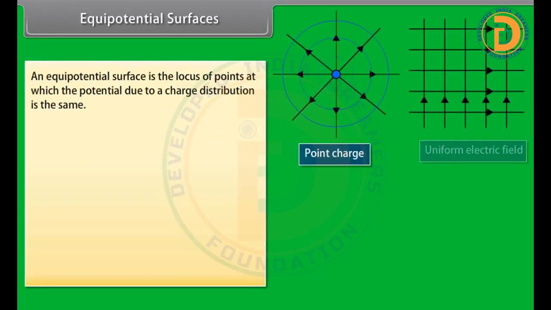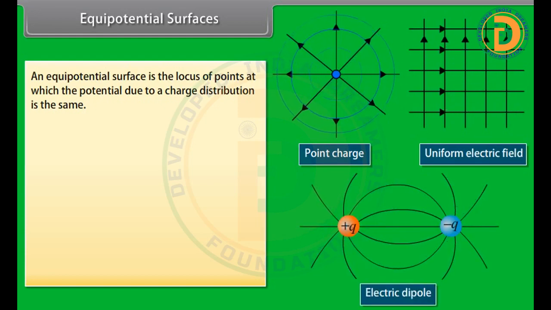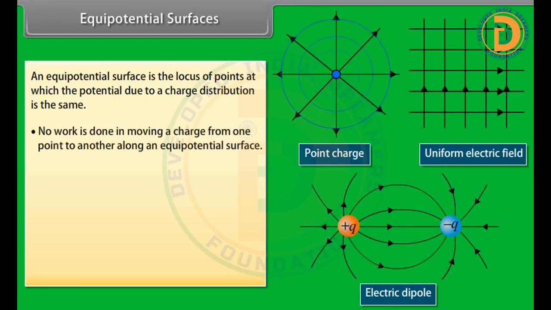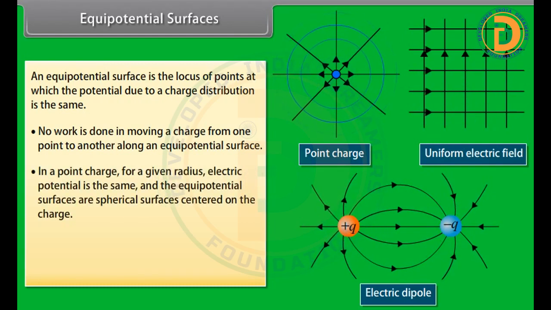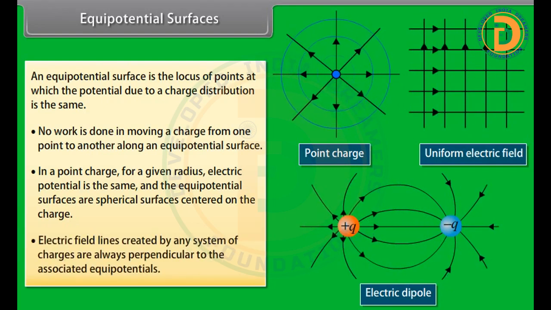Equipotential surfaces. An equipotential surface is the locus of points at which the potential due to a charge distribution is same. No work is done in moving a charge from one point to another along an equipotential surface. In a point charge, for a given radius, electric potential is same, and the equipotential surfaces are spherical surfaces centered on the charge. Electric field lines created by any system of charges are always perpendicular to the associated equipotentials.